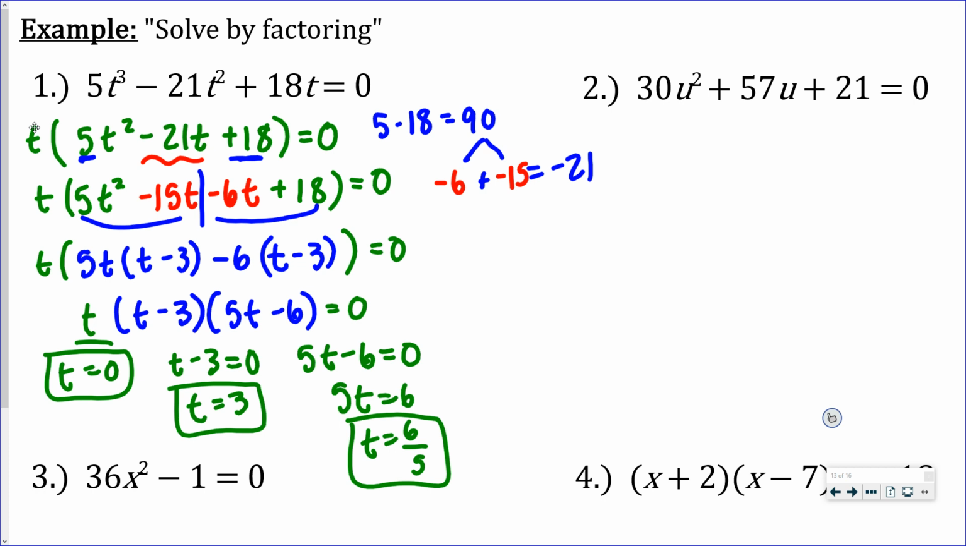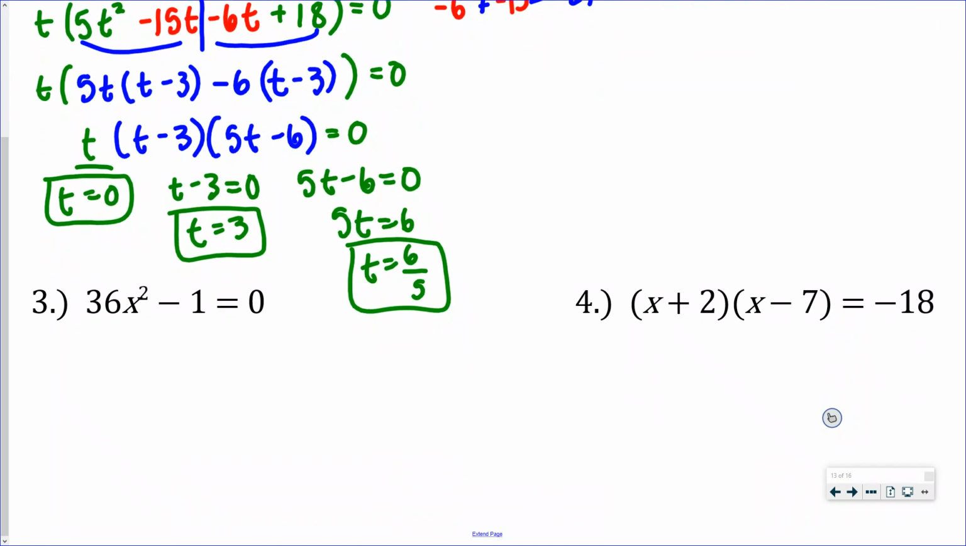I don't think we need to do number 2. It's very similar to the last one. Let's jump to 3. Okay, so this is one you could technically solve using square roots, but we're practicing factoring.